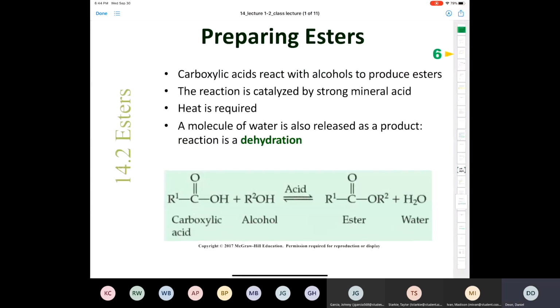All right, it says here, preparing esters. Carboxylic acids, again, this is kind of a review. This is where we started at the beginning of the second half of this lecture. It says carboxylic acids react with alcohols to produce esters. The reaction is catalyzed by a strong mineral acid and heat is required. When it says a strong mineral acid, it just means something like hydrochloric acid or sulfuric acid. So we need an acid and we need heat.